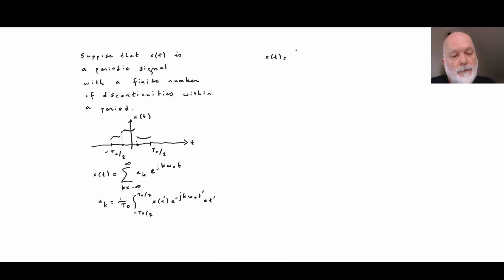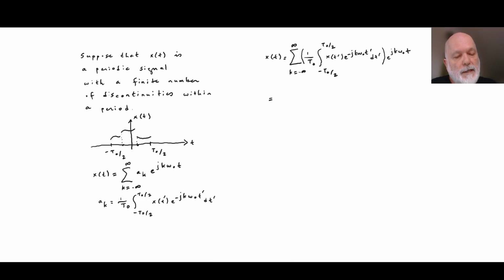So x of t is written as, when we substitute a_k in the Fourier series expansion, we have k from minus infinity to plus infinity, 1 over t0, the integral from minus t0 over 2 to t0 over 2, x of t prime e to the minus jk omega 0 t prime integrated with respect to t prime. So we have this expression for a_k, and we have e to the jk omega 0 t.